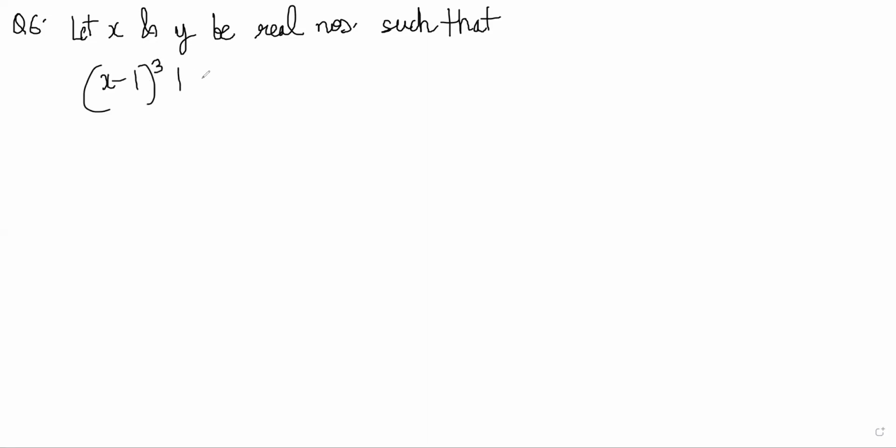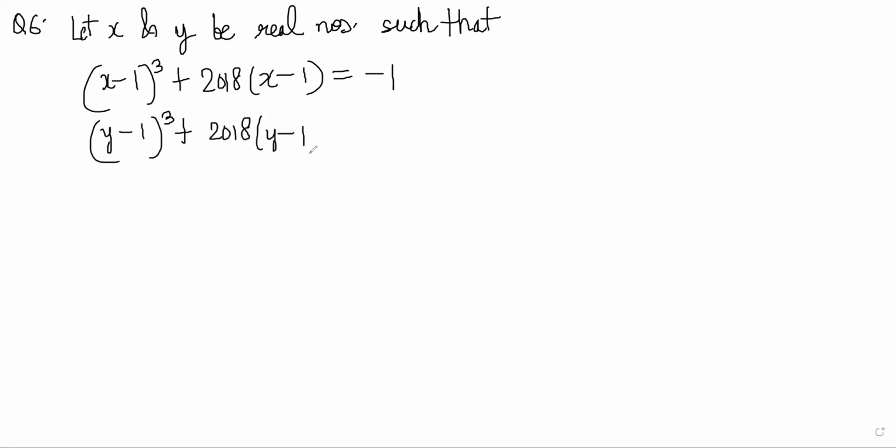This question says, let x and y be real numbers such that x minus 1 whole cube plus 2018 times x minus 1 is equal to minus 1, and y minus 1 whole cube plus 2018 times y minus 1 is equal to 1, right? We have to find the value of x plus y.